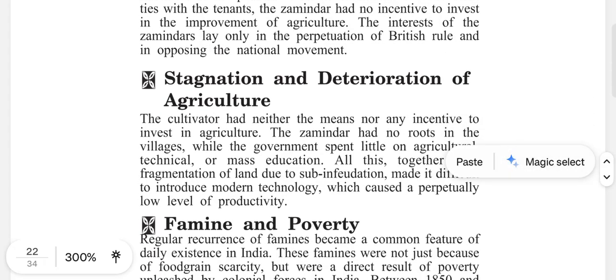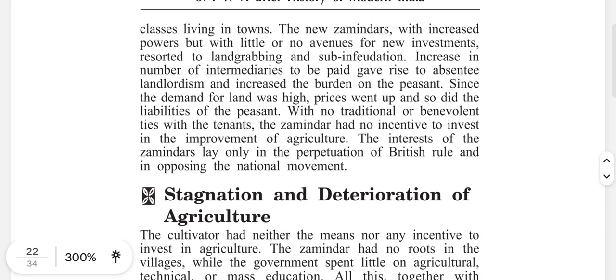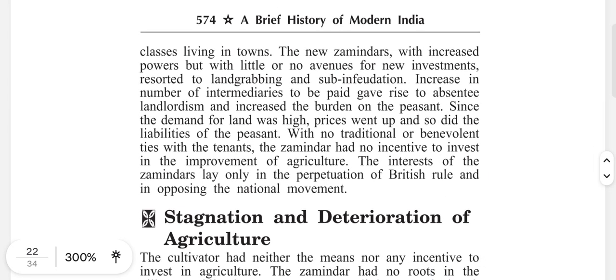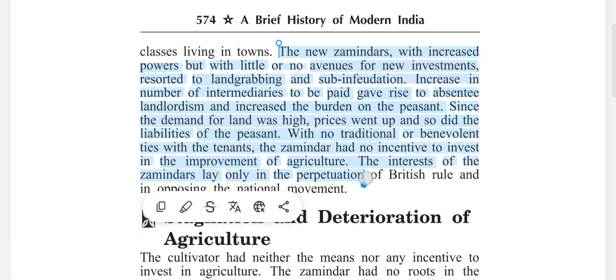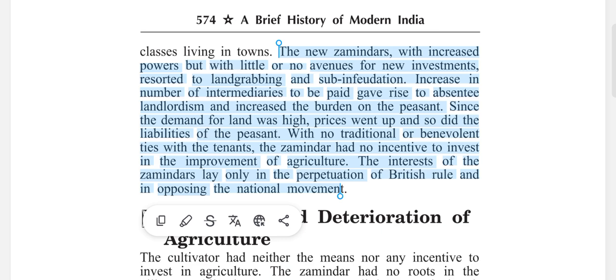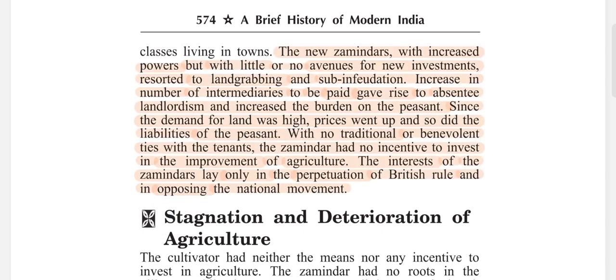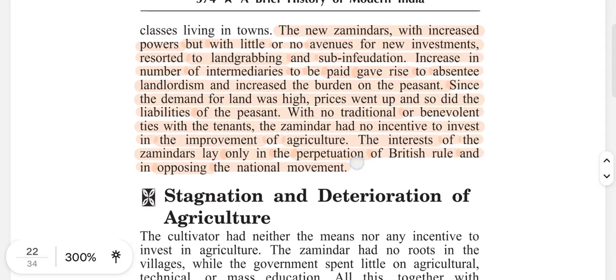Classes living in towns. The new zamindars, with increased powers but with little or no avenues for new investments, resorted to land grabbing and subinfeudation. The increased number of intermediaries to be paid gave rise to absentee landlordism and increased the burden on the peasant. Since the demand for land was high, prices went up, and so did the liabilities of the peasant. With no traditional bonds or benevolence with the tenants, the zamindar had no incentive to invest in the improvement of agriculture.